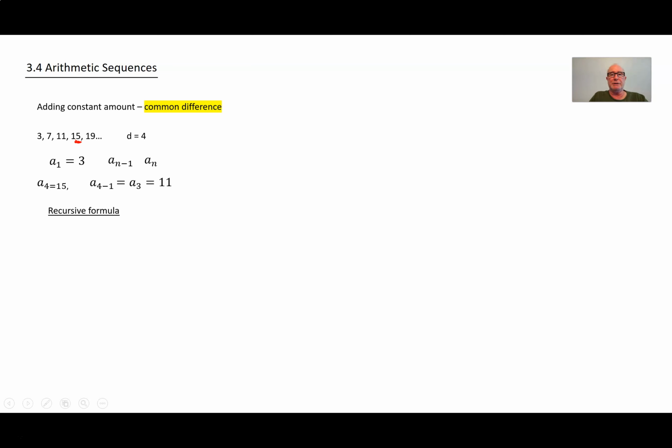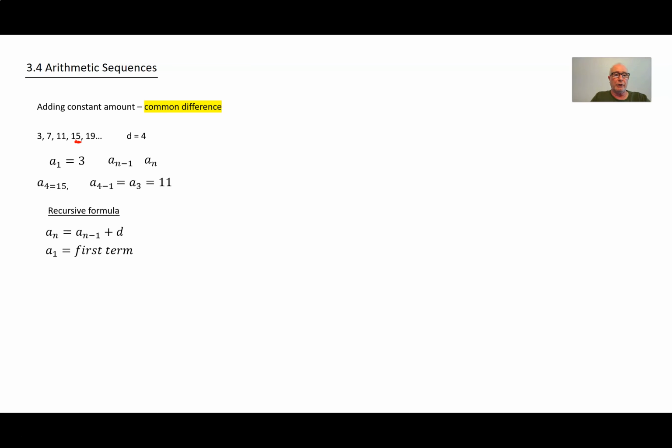The first kind of formula is a recursive formula. A recursive formula has two parts. The first part is a sub n equals a sub n minus 1 plus that common difference. So every recursive formula has a sub n equals a sub n minus 1, and then we just have the common difference at the end. The second part of the recursive formula, we have to identify the first term. So a sub 1 equals whatever the first term is.